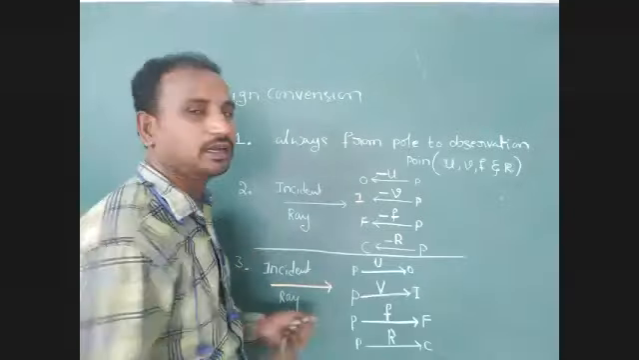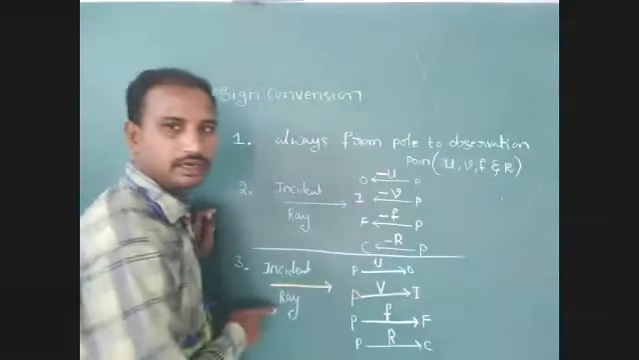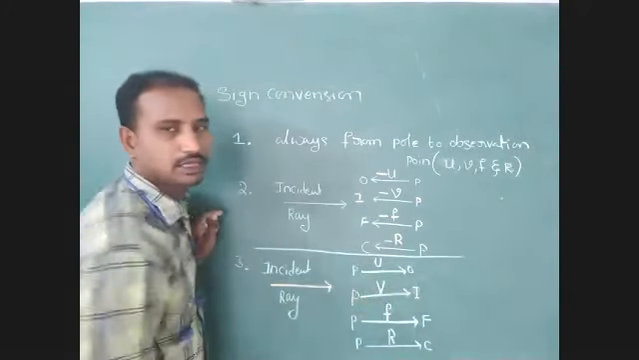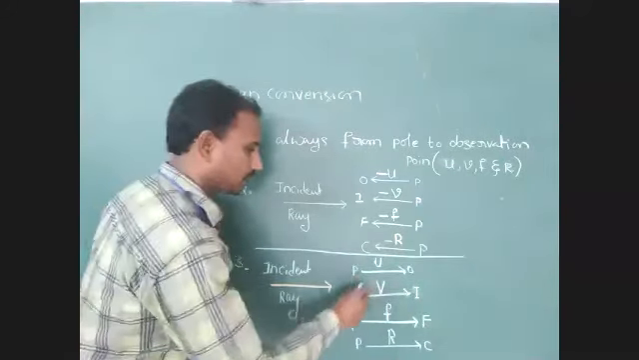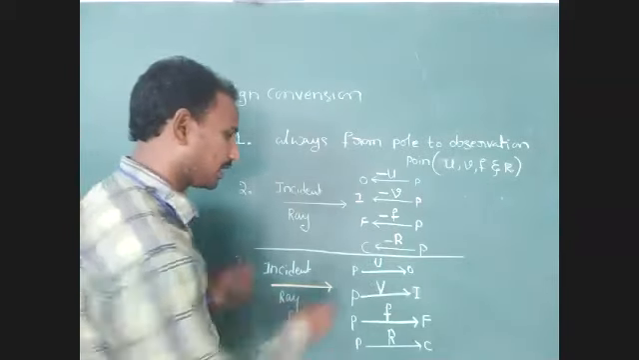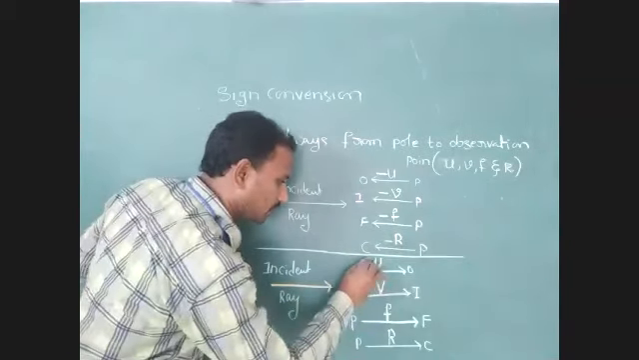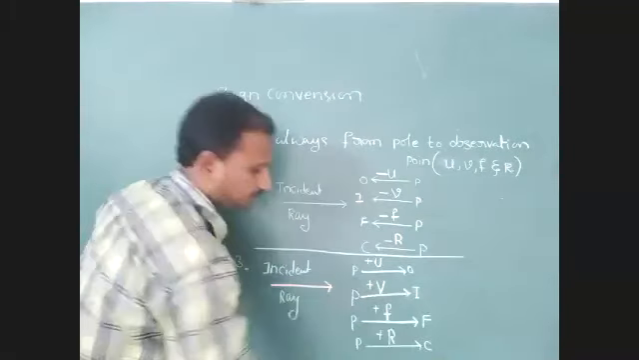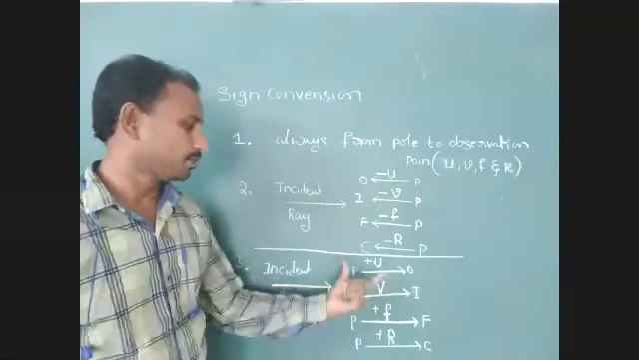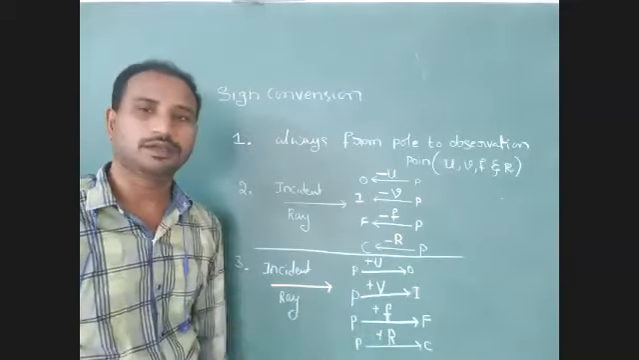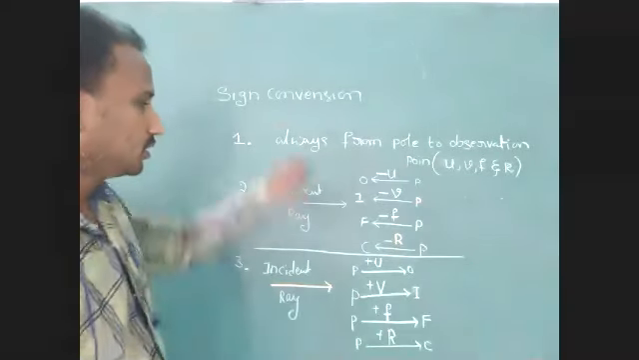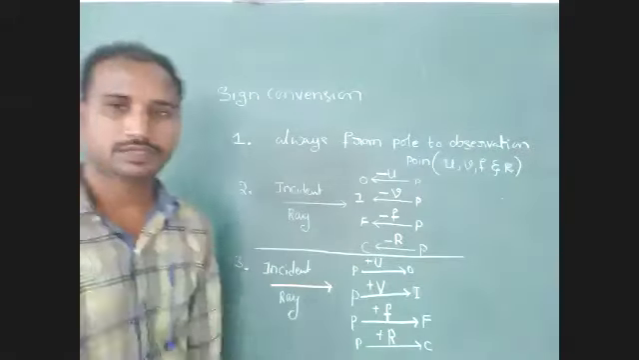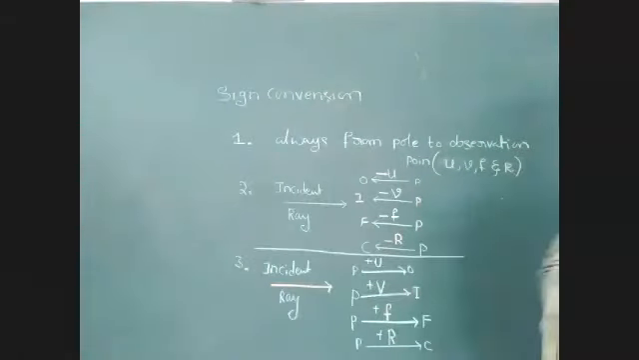But here, sign convention. What is the direction of the incident ray? The direction of the incident ray and the direction in which you are calculating the distance are the same. Because of that, we give the sign convention for that particular distance as plus. Plus v, plus u, plus v, plus f, plus r. Understood? So these 3 conditions are rules for sign conventions. Okay, so note down.